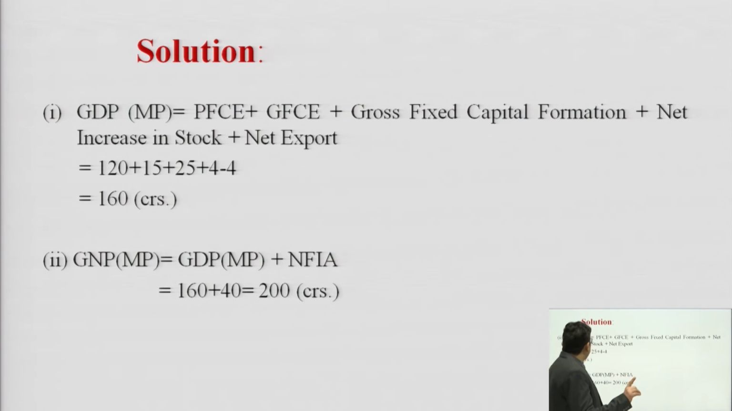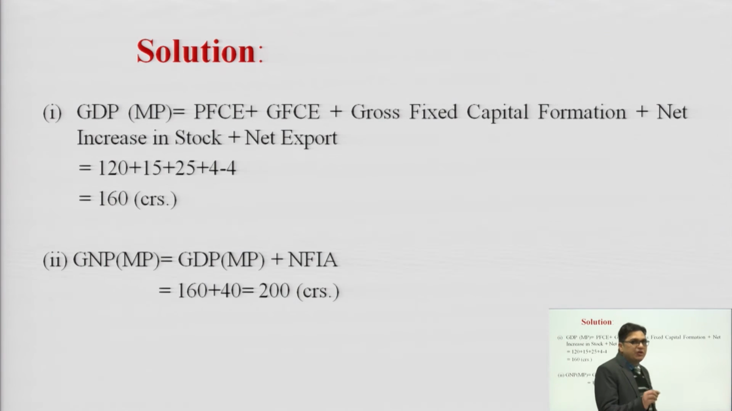First we will reach GDP at MP. So, the formula is private final consumption expenditure plus government final consumption expenditure plus gross fixed capital formation plus net increase in stock plus net export. So, here it is 120 plus 15 plus 25 plus 4 minus 4, the net export. So, this figure comes to 160 crore.